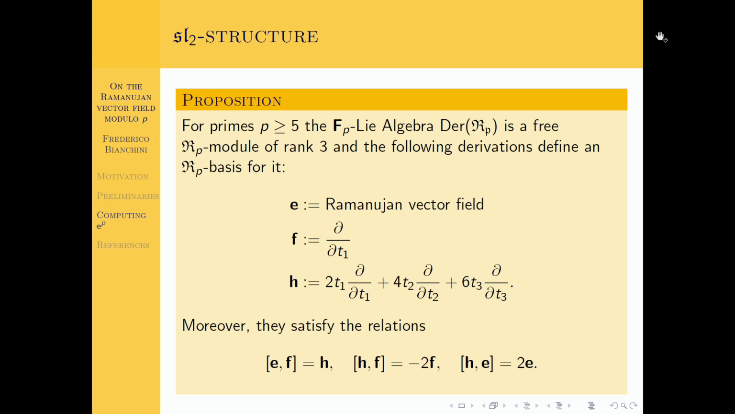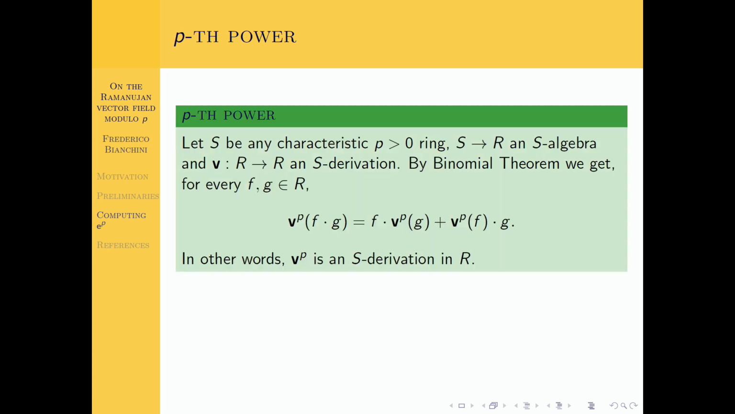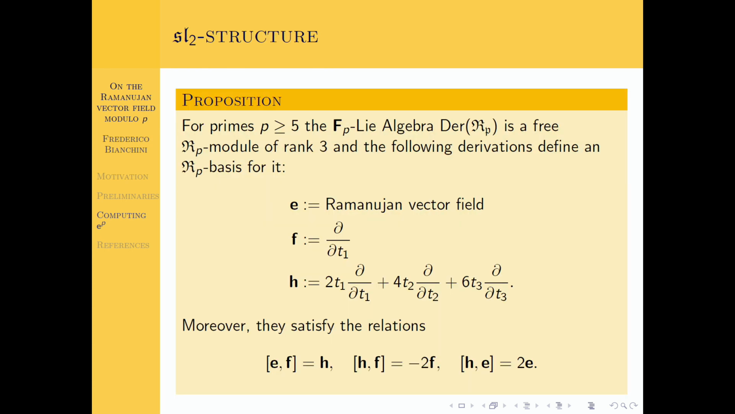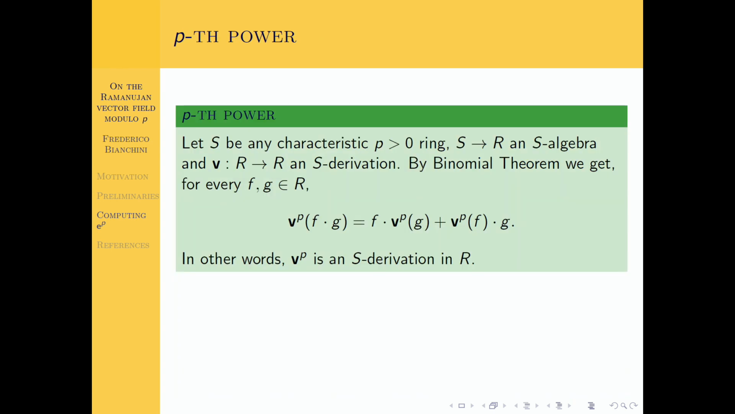I'm not saying that this Lie algebra is isomorphic to SL2, because over F_p it is infinite dimensional. I'm just saying that there is an R_p basis for it which satisfies the SL2 relations. This was known to Hossein and to Yunus for a long time. This is not my work.